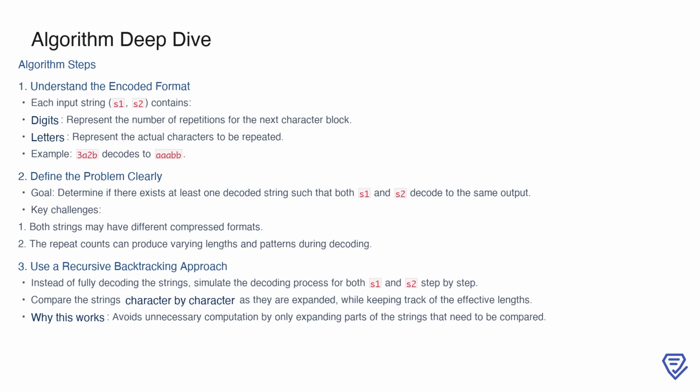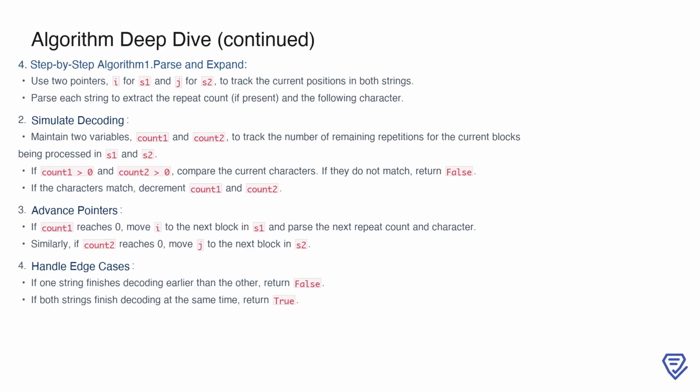To tackle this, we'll use a recursive backtracking approach. This approach simulates the decoding one step at a time, comparing the strings character by character as they are expanded. This method is efficient because it avoids fully decoding the strings, focusing only on the parts that matter for the comparison. Now, let's outline the step-by-step process of the algorithm.